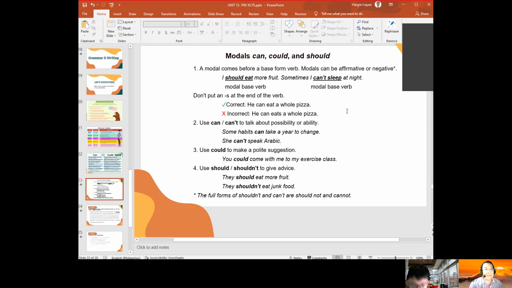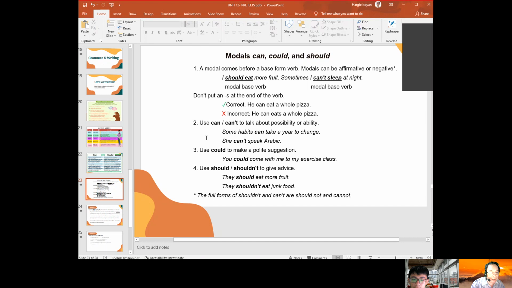Okay. Then, continuation of rule number one: don't put an s at the end of the verb. So we all know that if we are going to use a modal verb, we do not put an s at the end of the verb. Just like, for example, he can eat. We do not say he can eats. So it should be he can eat.